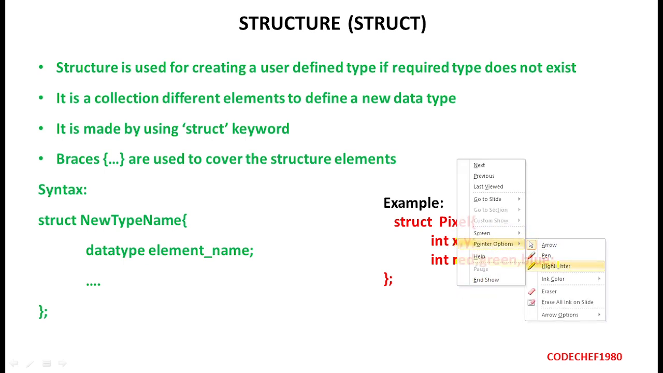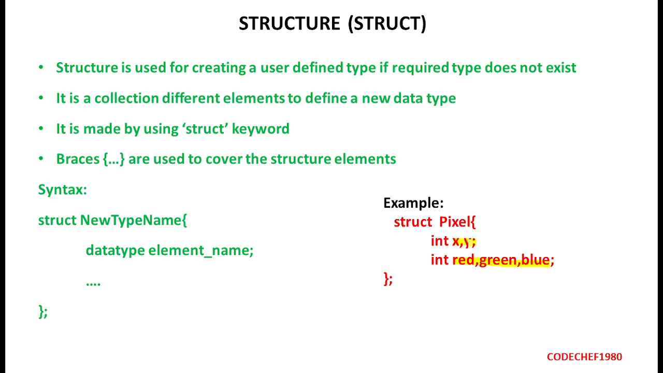Okay, so structure elements are x coordinate, y coordinate, and RGB values: red, green, blue. These are all structure elements. These are all under the scope of pixel. This is what pixel actually is: a collection. Is it a variable? I mean, sorry, it is a data type.